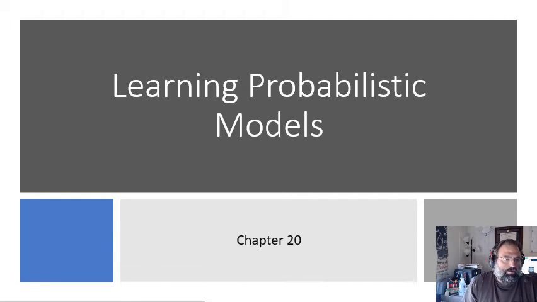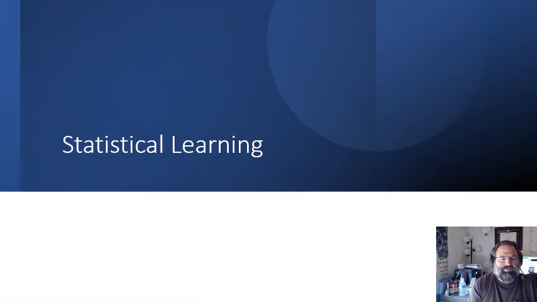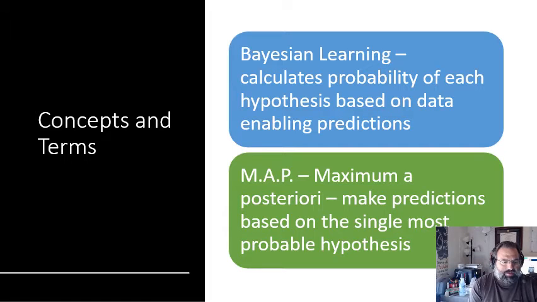Moving on to chapter 20, which is around learning probabilistic models. Jumping right into statistical learning, the key concepts, and I try to pull out the ones that are central to understanding this topic. One of the first ones is around Bayesian learning, and that's about calculating the probability of each of the hypotheses based upon data. And the whole point of that is to enable prediction. And then we'll talk a bit about the maximum a posteriori, which is used to make predictions.